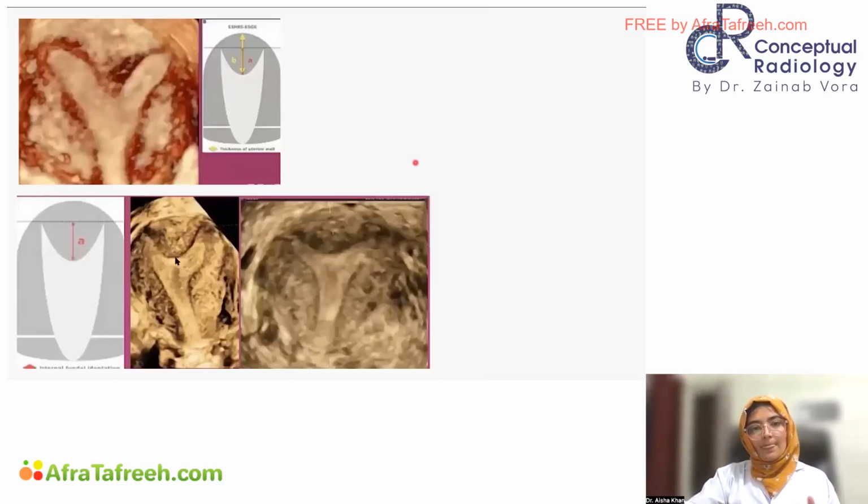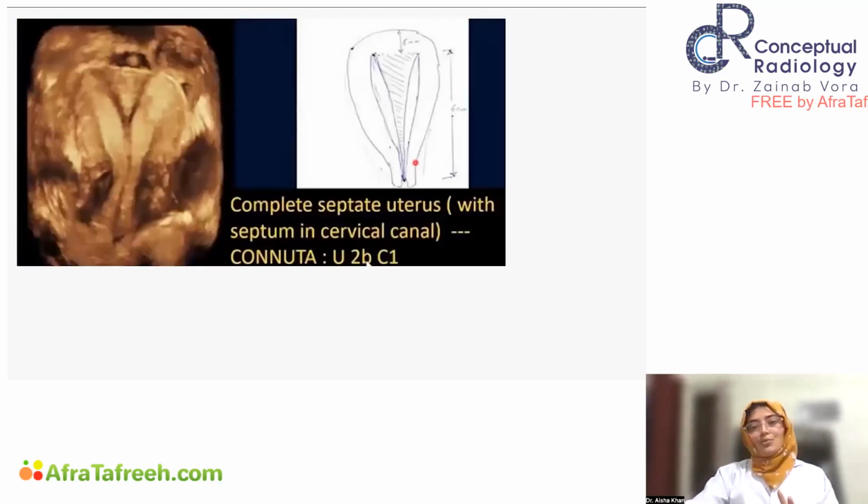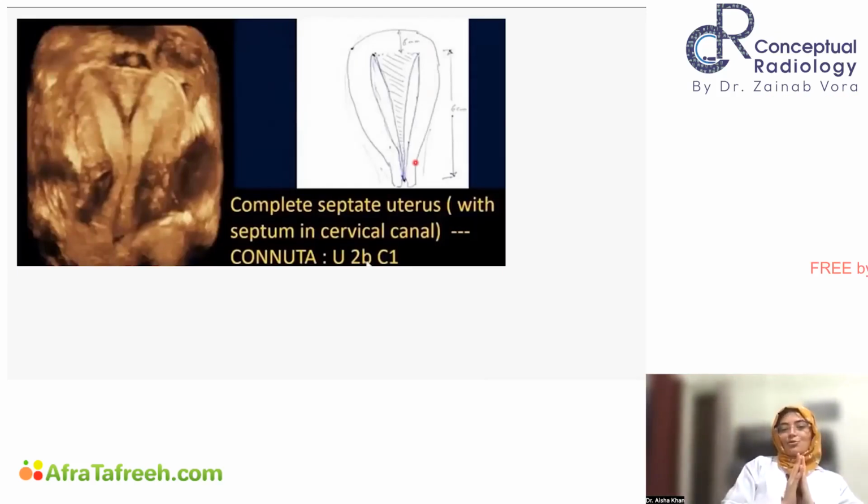Okay, fine. So these are some more cases of partial septate uterus because the septum is not reaching up to the internal os. This is a complete septate uterus, and we have a handmade diagram also where we see that the septa is also reaching in the cervical canal. So we have U2B, that is a complete septate uterus, and C1 because we have a septate cervix as well. So this is another example.